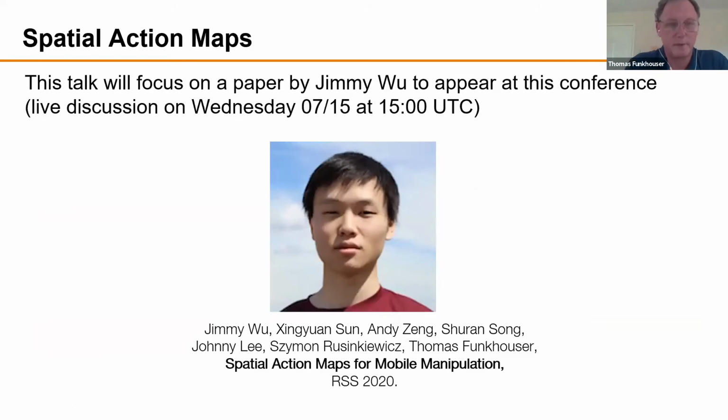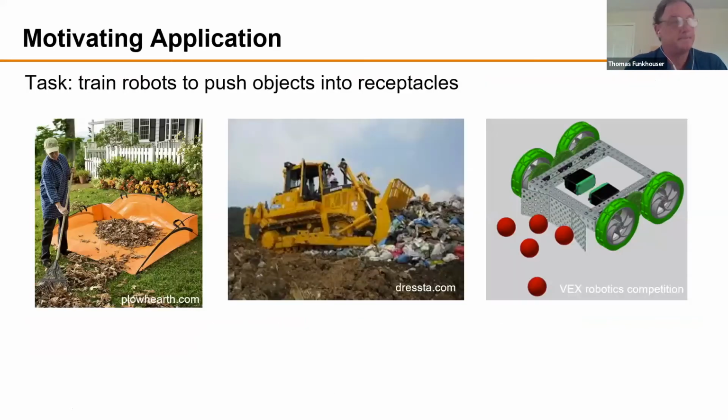So the rest of this talk will focus on a paper that is going to be presented at this conference on Wednesday, and it was done by Jimmy Wu in a collaboration between Princeton and Google. So the task targeted in this particular paper is to train robots to push objects into receptacles. This task was chosen for a few reasons.